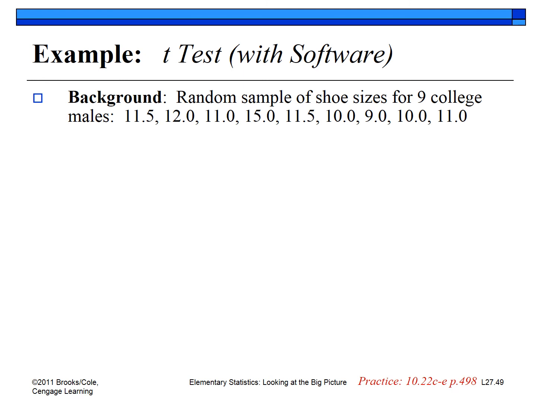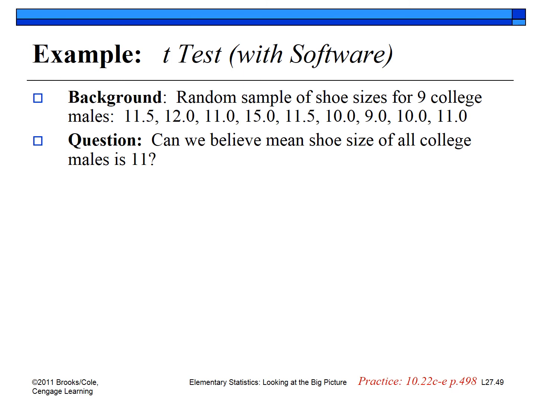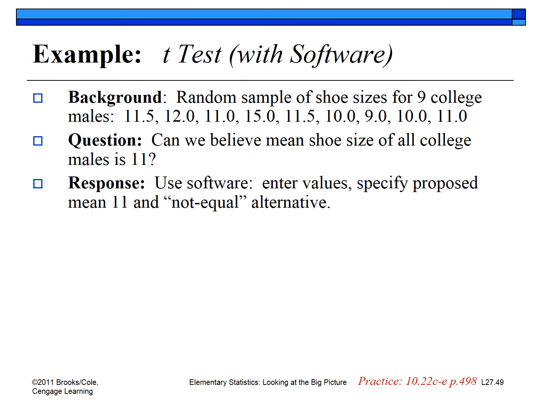With the same random sample of shoe sizes that we've seen before, is it plausible that the mean shoe size of all college males is 11? Here we'll use software. Our proposed mean is 11, and we're using the not equal alternative because we don't have any reason ahead of time, and there's nothing in the question that makes it sound like our sample is unusually big or unusually small.